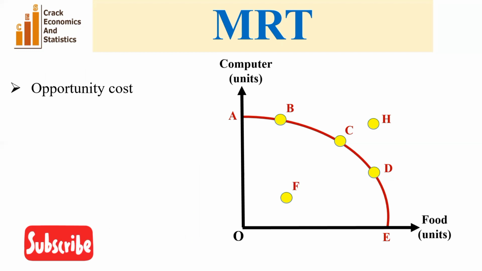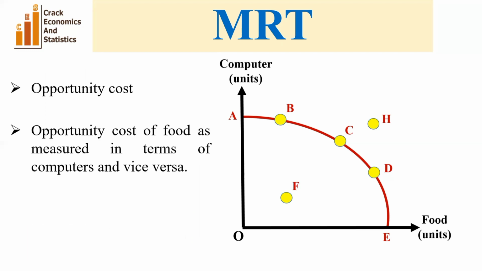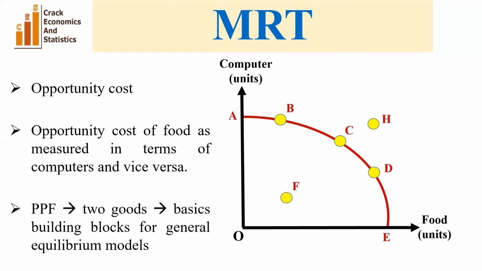It shows the opportunity cost. So the opportunity cost of food as measured in terms of computers, or the opportunity cost of computers as measured in terms of food. The production possibility frontier considers two goods. We are talking about two commodities. And therefore, this is the basic building block for general equilibrium models.